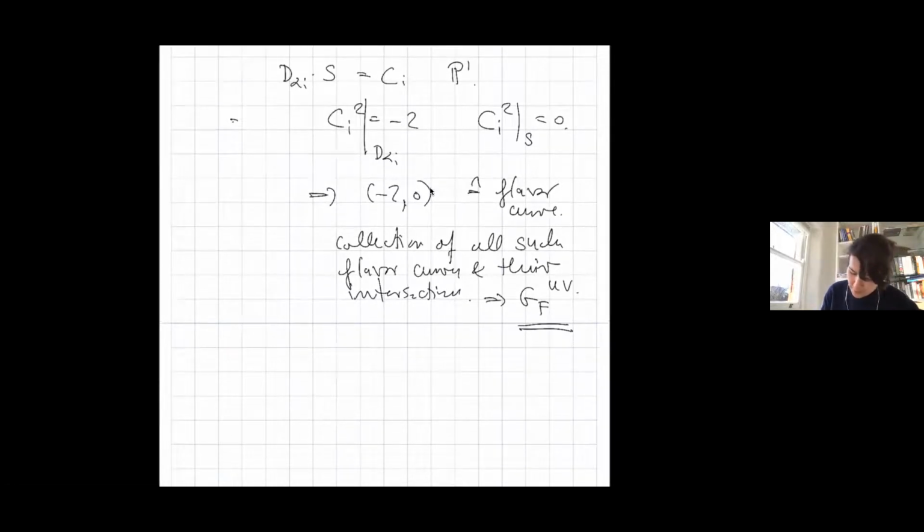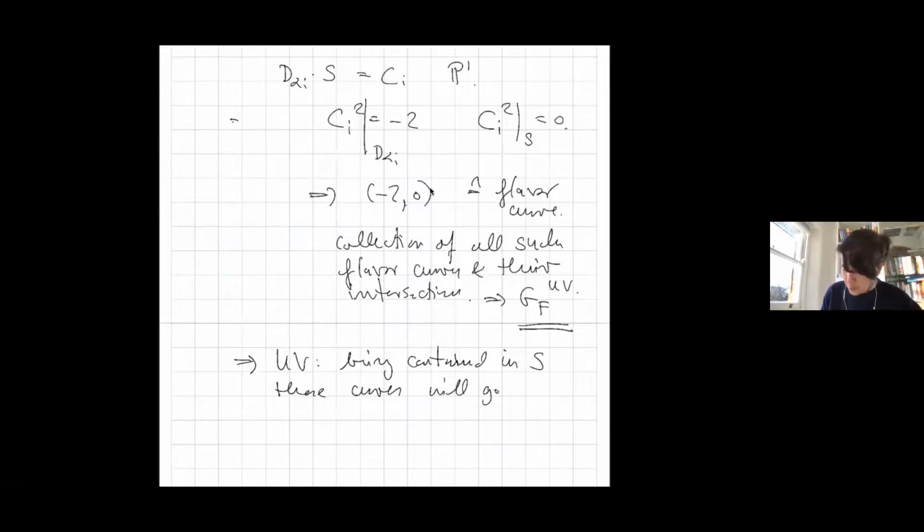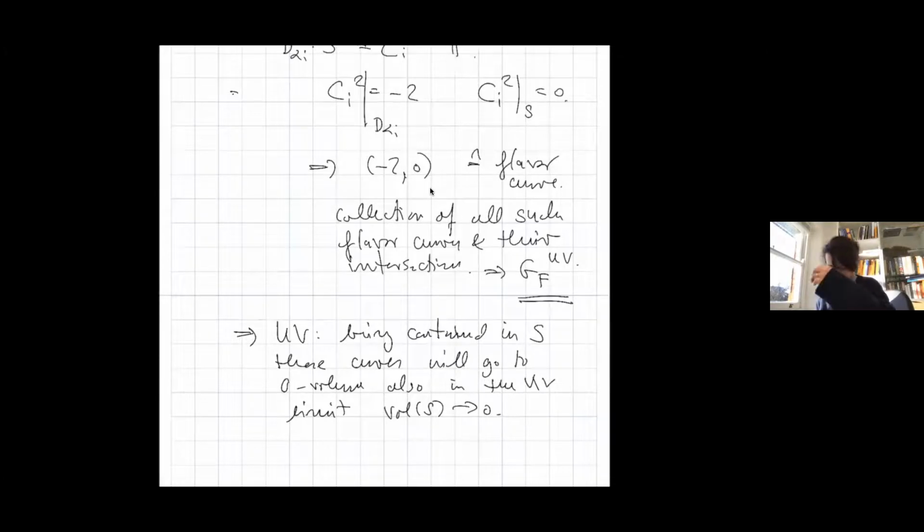And why is it GF UV? Because these curves, being contained in S, will go to 0 volume also in the UV limit, right, when the volume of S goes to 0. Right? So strong coupling is collapsing the compact surface.